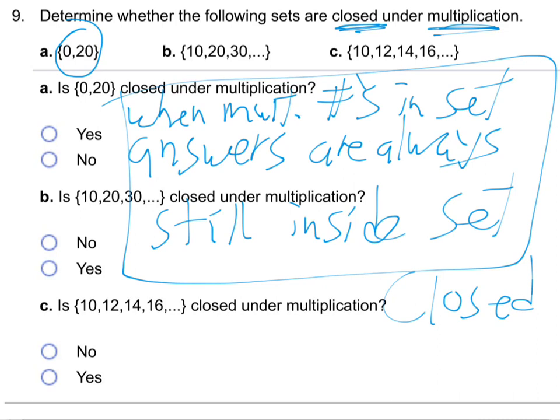So what am I talking about? If you multiply 0 times 20, what's the answer? Well, 0. And is that answer still in the set? Well, yeah, 0 is one of the items in the set.